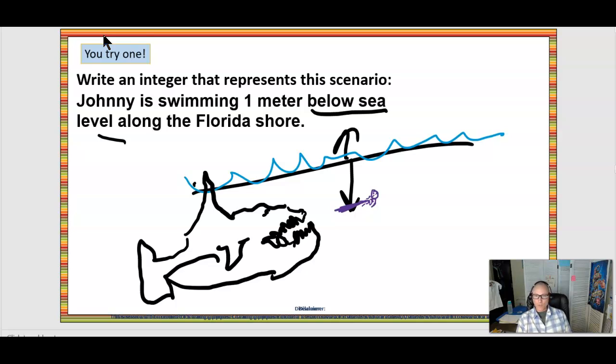Baby shark do do do do do do. Baby shark do do do do do do.